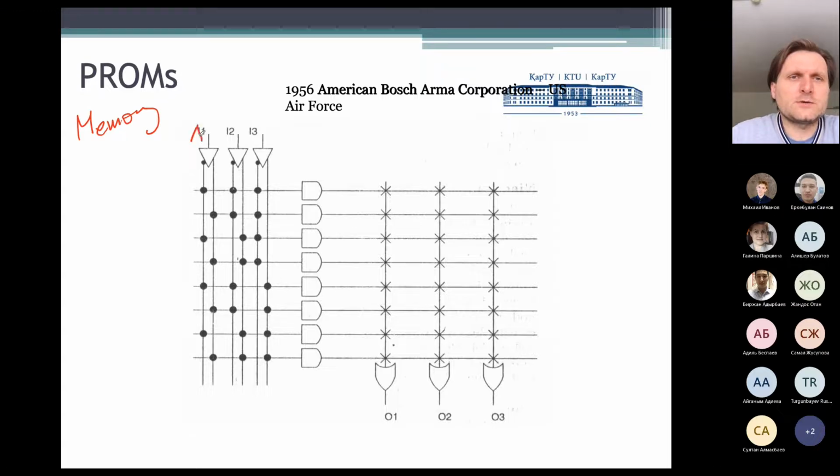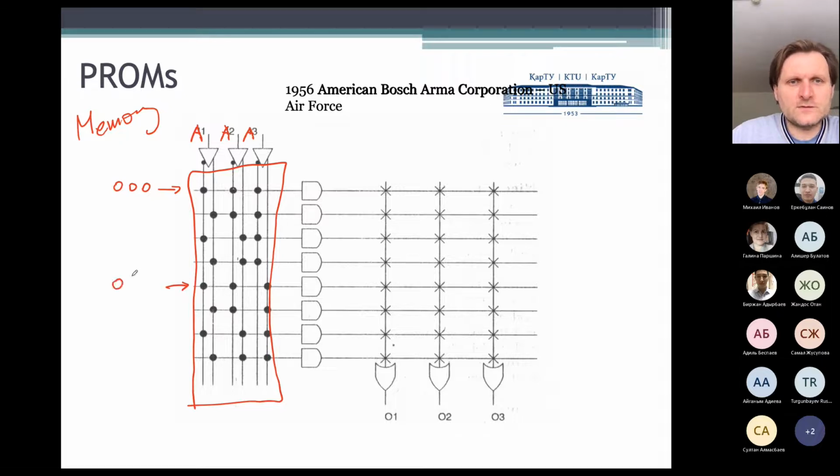We have inputs, as I mentioned, A1, A2, A3. That part is a kind of address decoder. That line is active when we have 3 zeros, for example. That line is active when we have 0, 0, and 1, that is A1, A3, A2. So when we put something on the address input, we choose the line. When we choose the line, we may program the response. Q0 will be 1 when A1, A2, A3 are zeros.